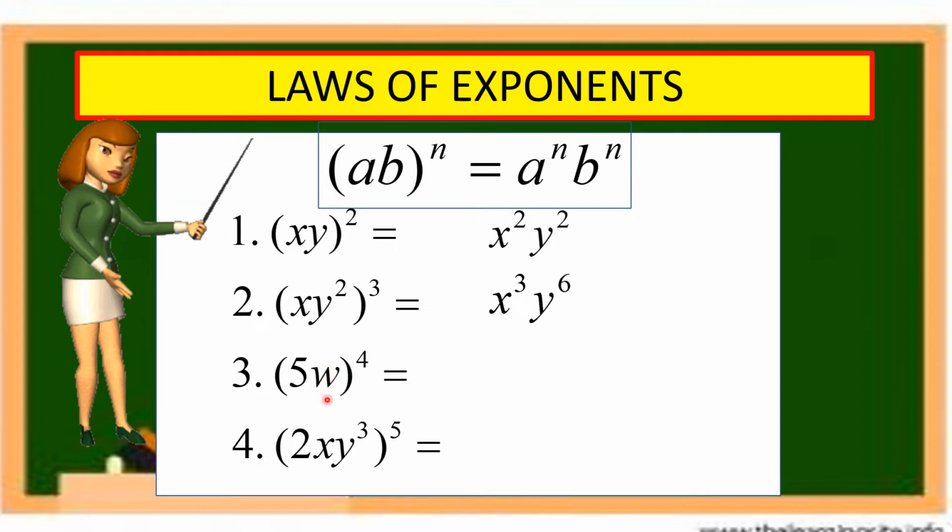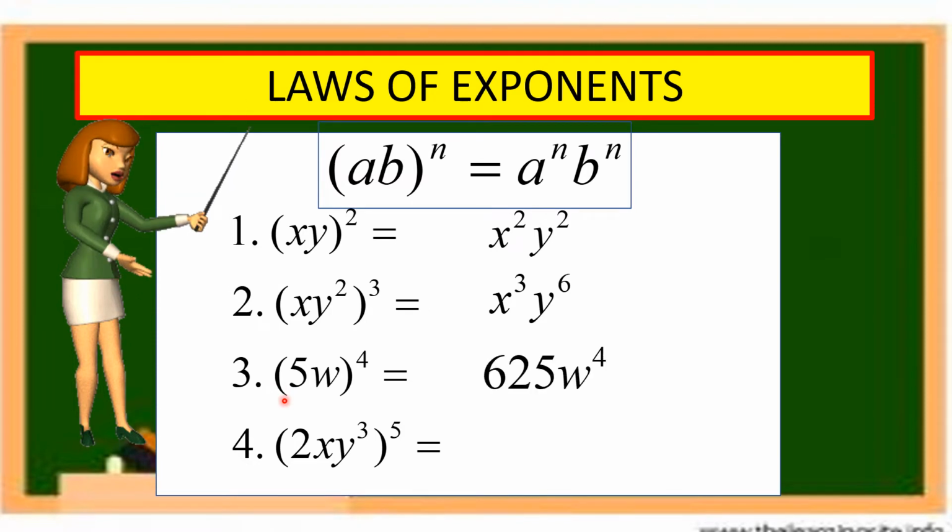5 raised to the 4th, w raised to the 4th. 5 times 5 times 5 times 5, that is 625, w raised to the 4th power. 2 raised to the 5th is 32. 32, x raised to the 5th, y raised to the 15th power.